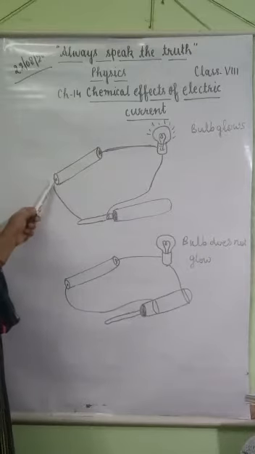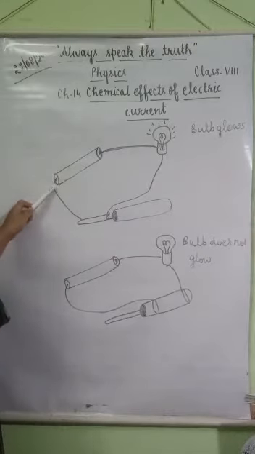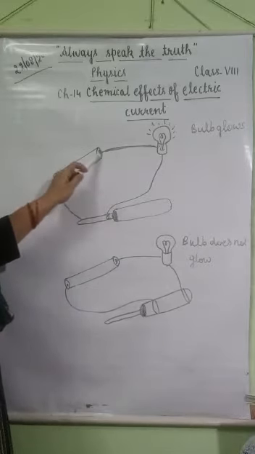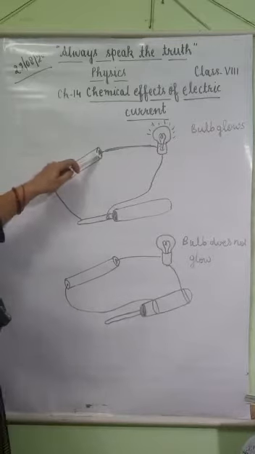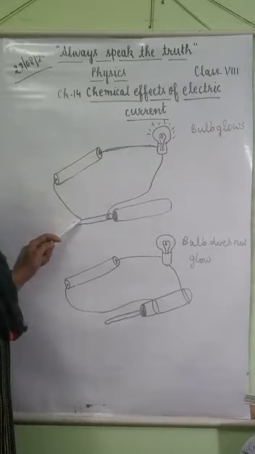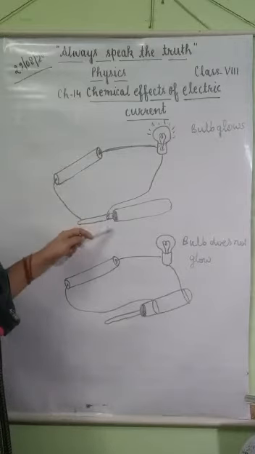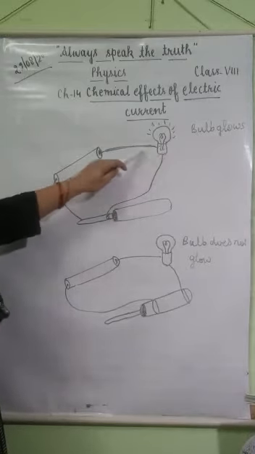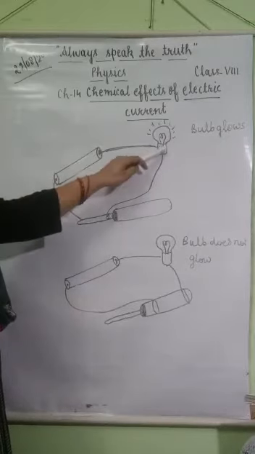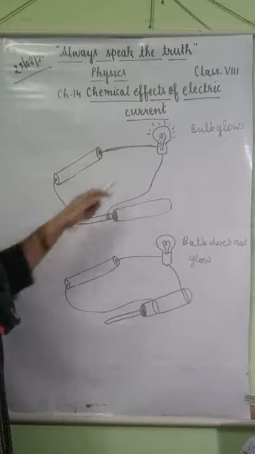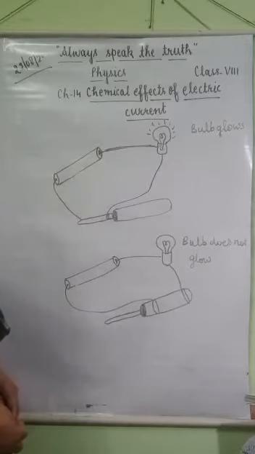So when one end of the electric wire touches one end of the cell, and the other end of the electric wire is touched with the other end of the cell, and this wire is connected to the metal part of the tester, the bulb glows. When this circuit completes, the bulb glows. So it shows that metals are good conductors of electricity.